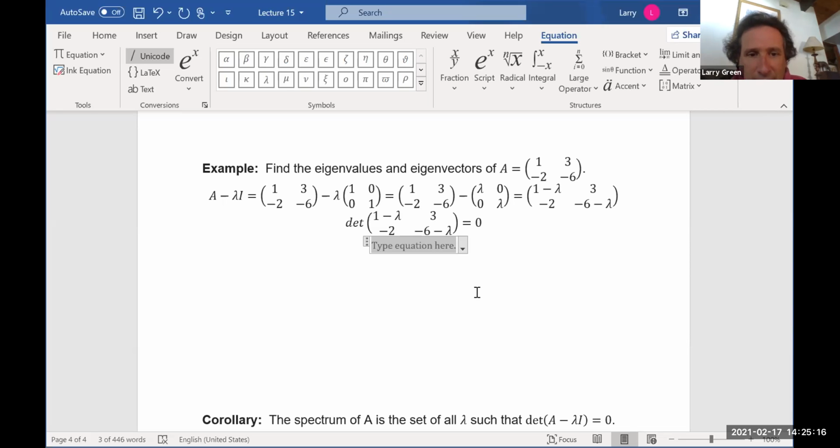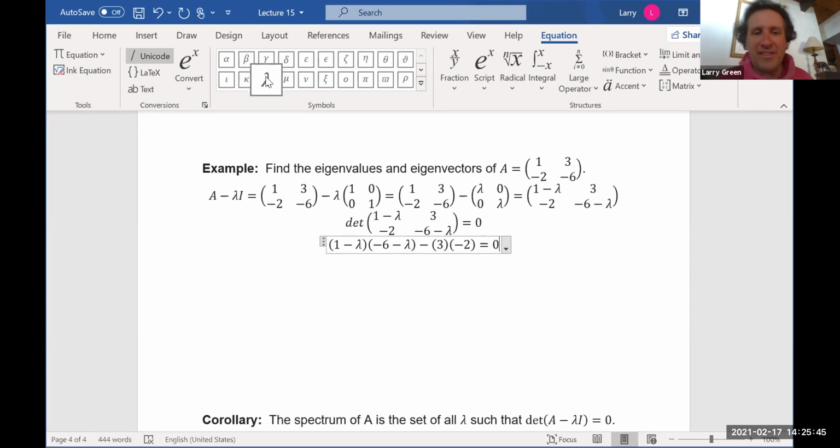Yeah. So I can write AD, which is 1 minus lambda times negative 6 minus lambda, and then minus BC, which is 3 times negative 2. And I set that equal to 0. Anyone lost on what I just did?